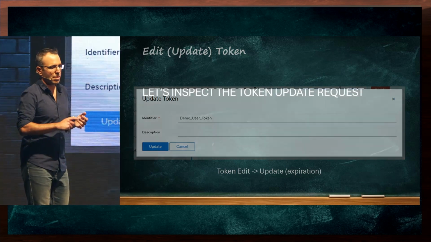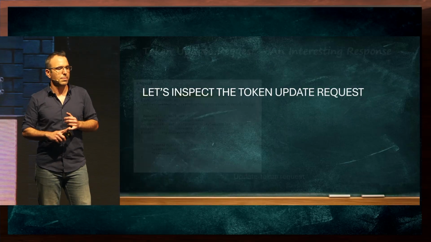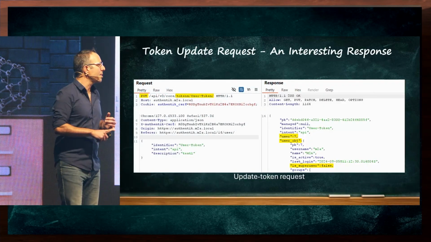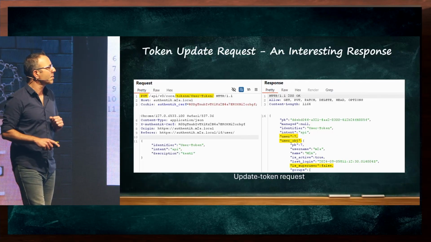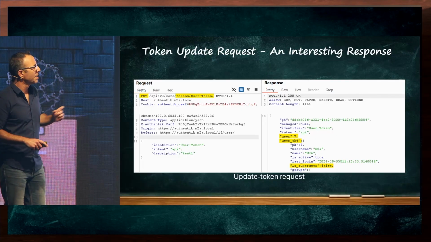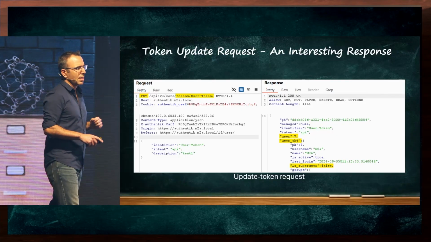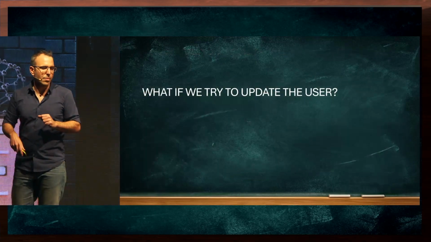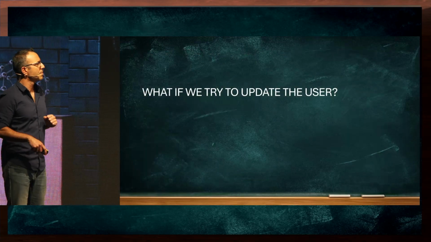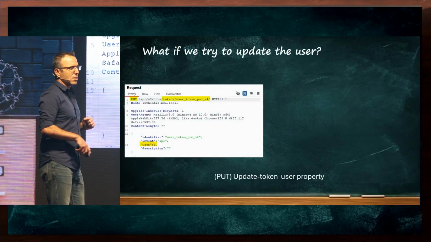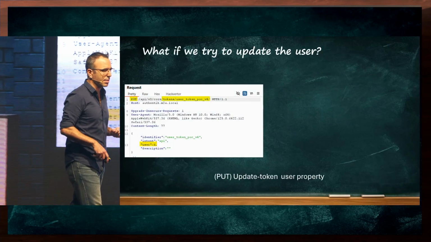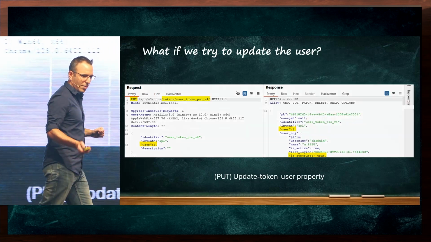So we decided to inspect the token update request. When updating the token, we noticed an interesting JSON key in the response, the user object. This response led us to think, what if we try to update the user? So we add the user key and set the value to 6. And we will now look at the demo.